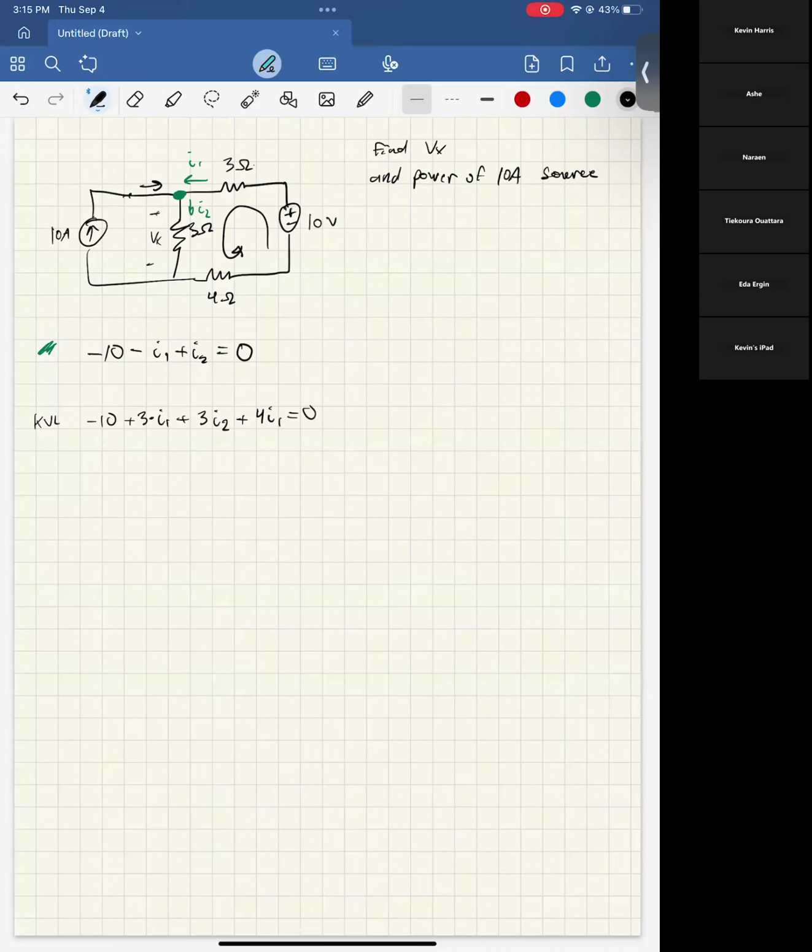And if we solve these equations, let's see, we have 10 plus, this is 7I1 plus 3I2. And then here we have negative I1 plus I2. Okay. So these equations should work out, I think. You just have to combine them a bit. All right, I'll rewrite this in a slightly nicer way.